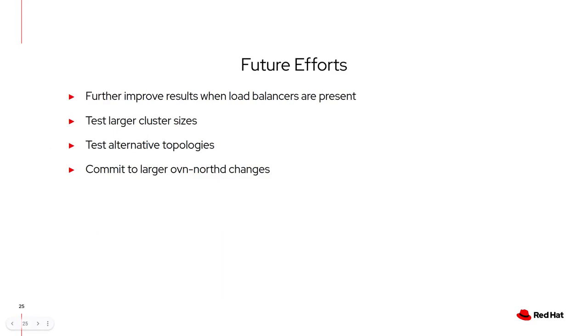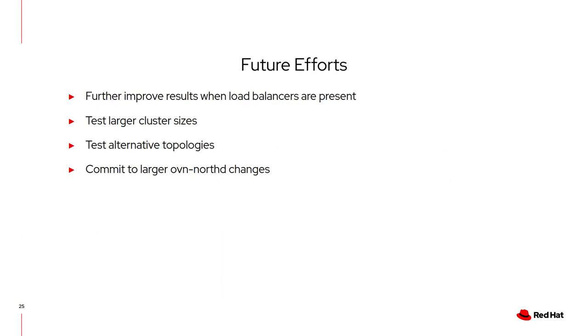But we're not done yet. We still have things we can improve. First off, as the previous slide showed, we can still make improvements around load balancers. While testing on 120 nodes was nice, there are much larger clusters out there, and so we need to increase our scale testing to 250 and 500 nodes.